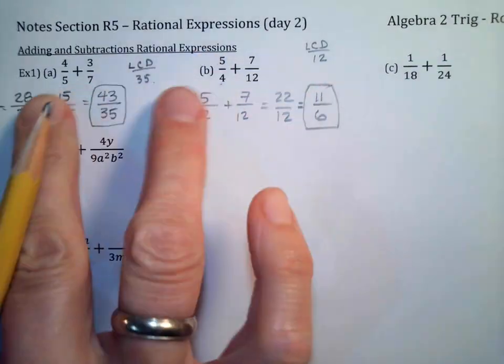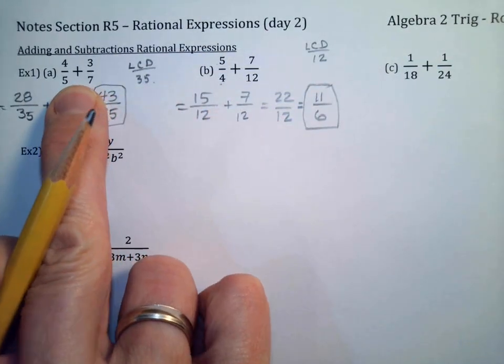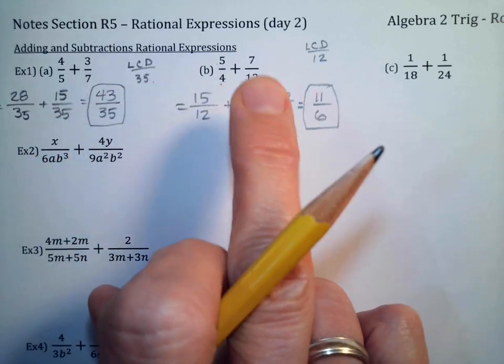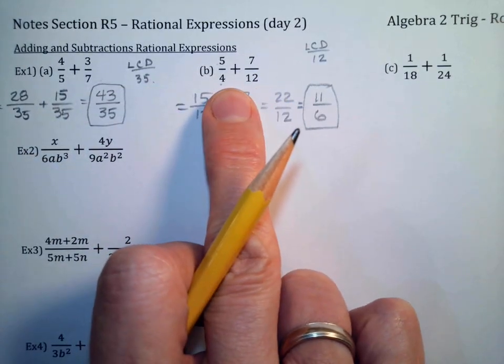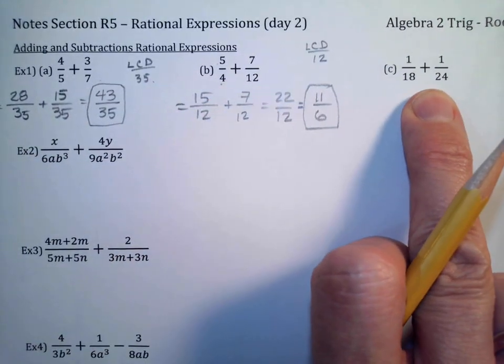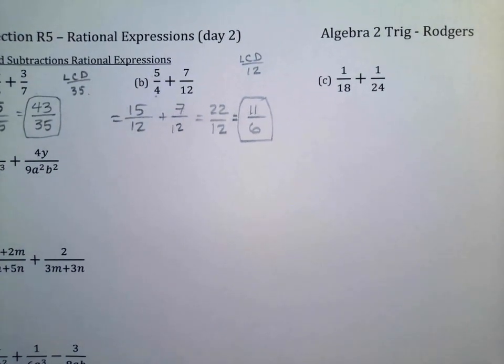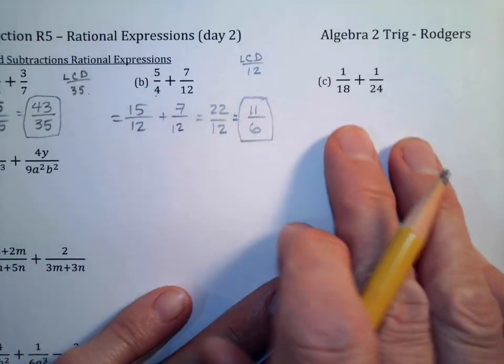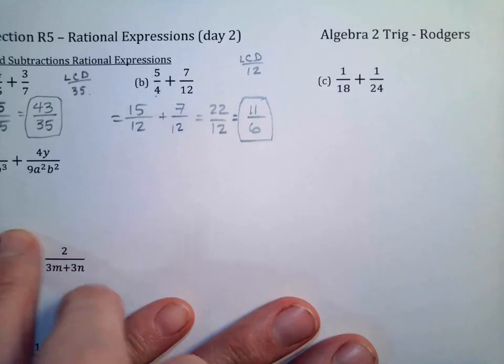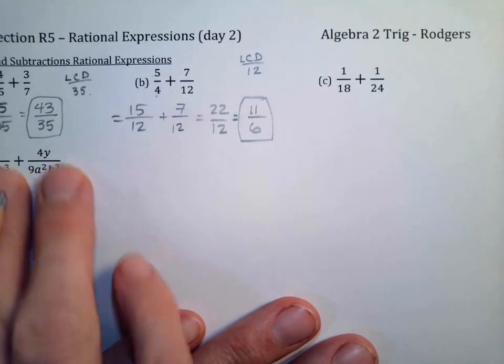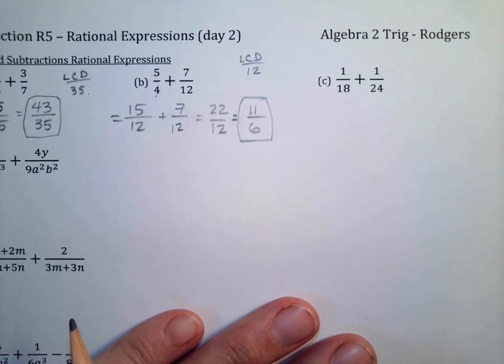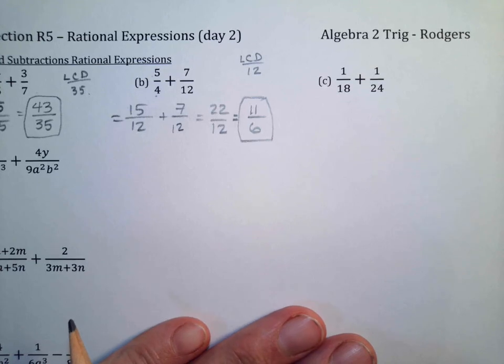All right, now those two are pretty easy because you can just look at these and say, oh, the least common denominator is 35. The least common denominator here is 12. This one's a little trickier, right? So I gave you a little bit bigger numbers here in part C, so that we can use the process. This process that we're going to use on this one to find the LCD is the process we're going to use once we start introducing variables into the problem.